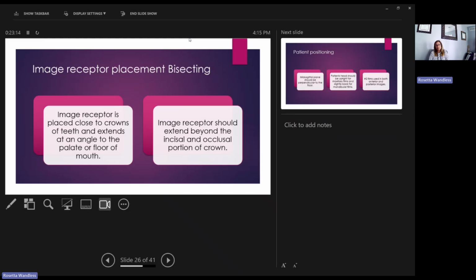Image receptor placement for bisecting. So the image receptor is placed close to the crowns. Again, just a reminder, the crowns of teeth, and extends at an angle to the palate or floor of the mouth. The image receptor should extend beyond the incisal and occlusal portions of the crown.